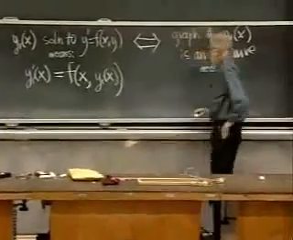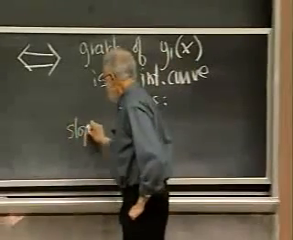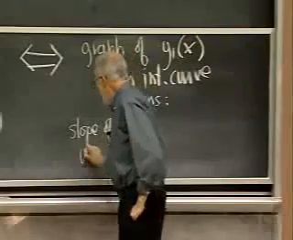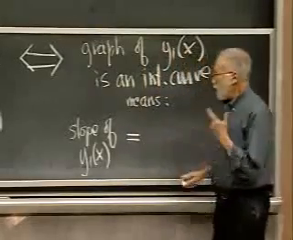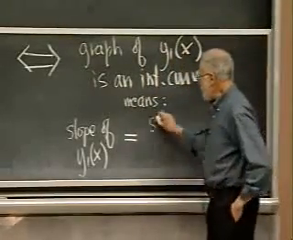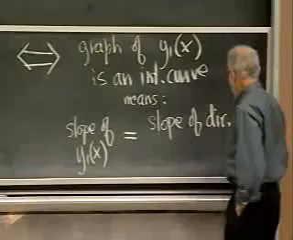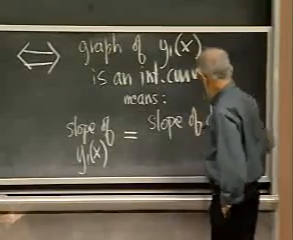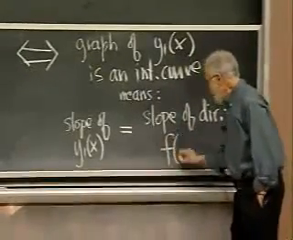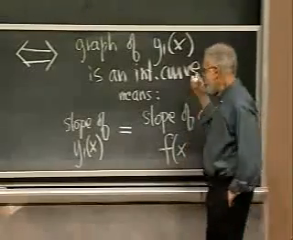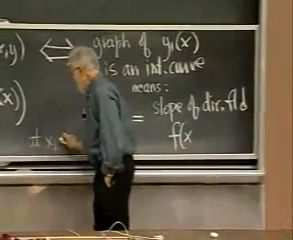Okay, what does it mean for the graph to be an integral curve? Well, it means that at each point the slope of this curve, the slope of y1(x), should be at each point (x, y1(x)) equal to the slope of the direction field at that point. And then what is the slope of the direction field at that point? Well, it is f of that particular point, f(x, y1(x)).